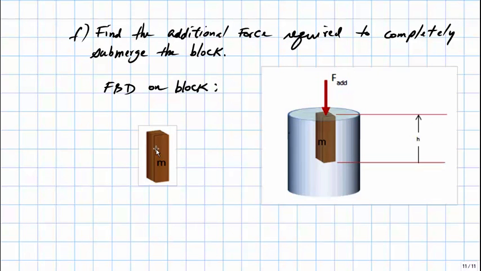And so here's our block, and we need to account for all the forces that are acting on it. Well, of course, the weight of the block is pulling it downward, and the weight was calculated as 5.865 newtons.